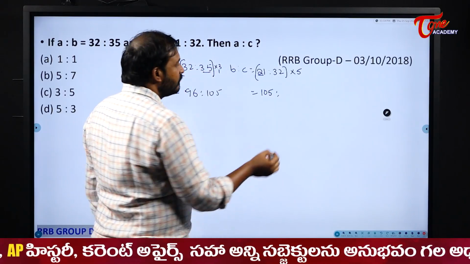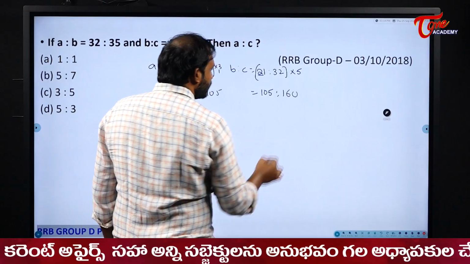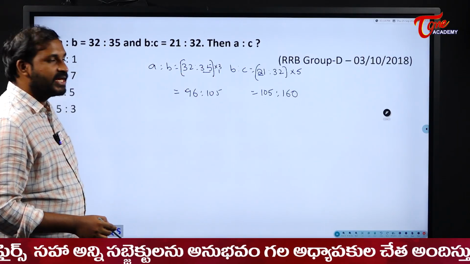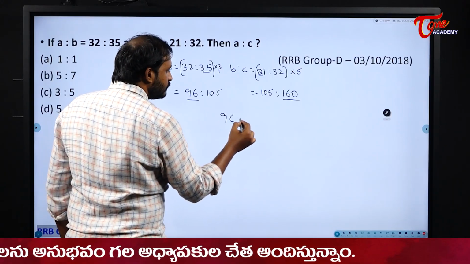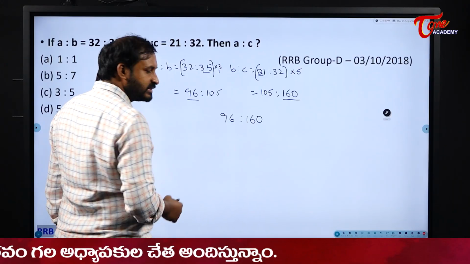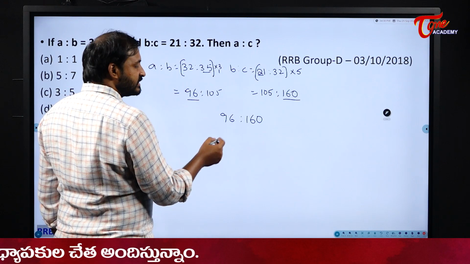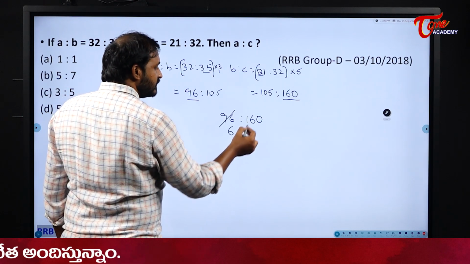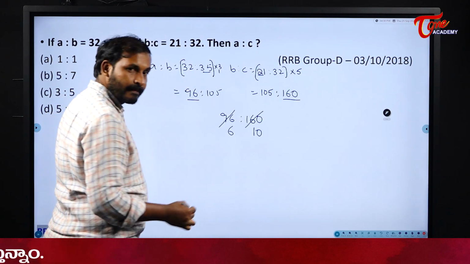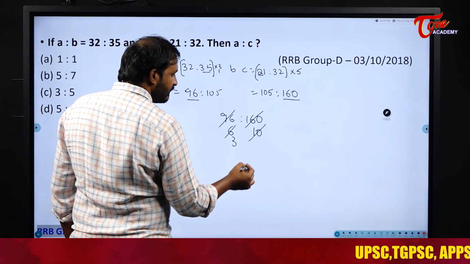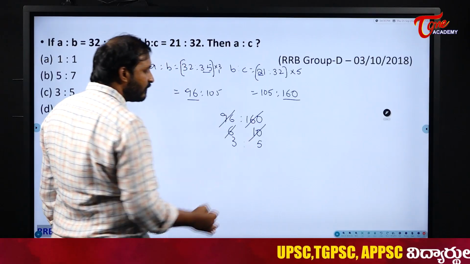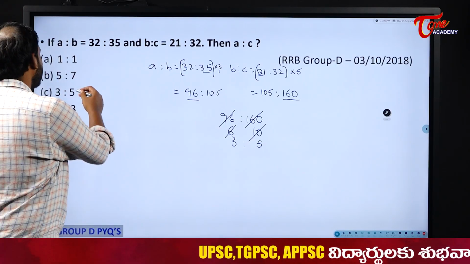32 5s is 160. Now they are asking A is to C, that means A and C. So 96 is to 160. I can cancel with the 16 table: 16 6s are 96, 16 10s are 160. So the ratio becomes 3 is to 5.